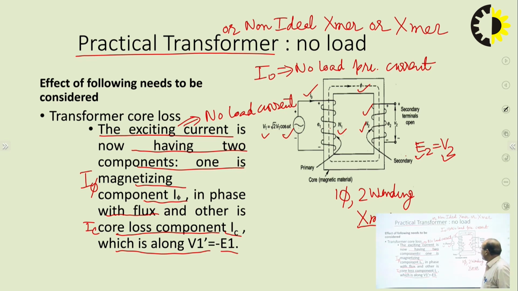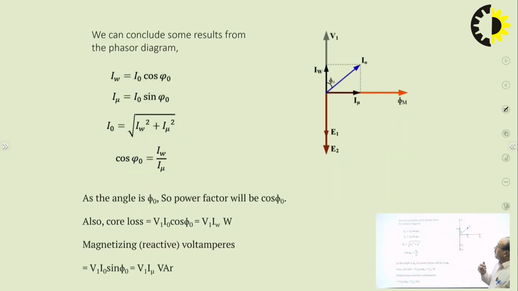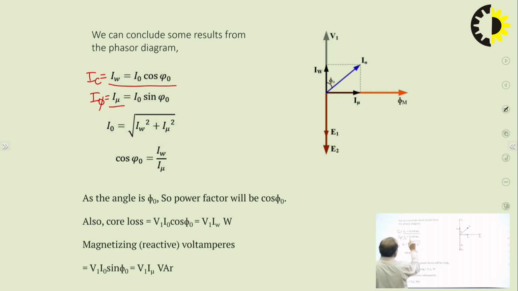So now if we move further, we can conclude some results from the phasor diagram. IW, which is also known as IC, the core loss component of no load primary current, is I naught cos phi naught, while another component is I mu, also known as I phi, the magnetizing component of primary no load current. This is given by I naught sin phi naught. So I naught, the no load primary current, can be written as the square root of IW square plus I mu square, or the square root of IC square plus I phi square.